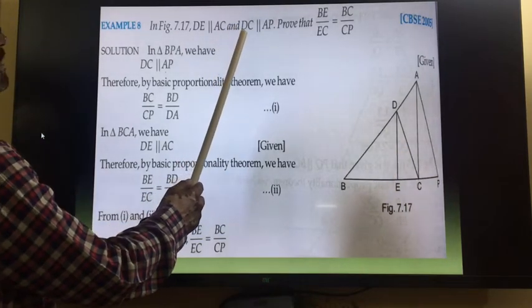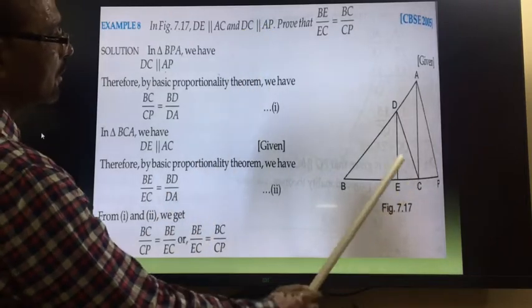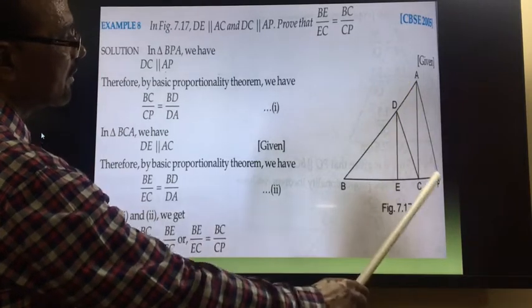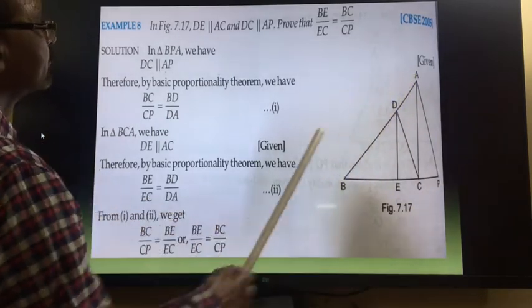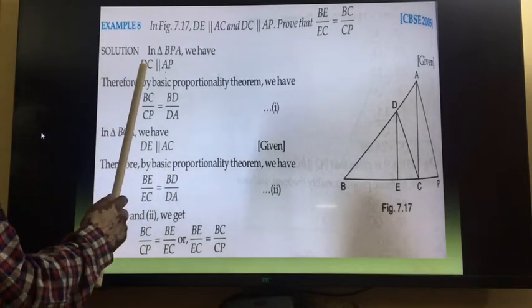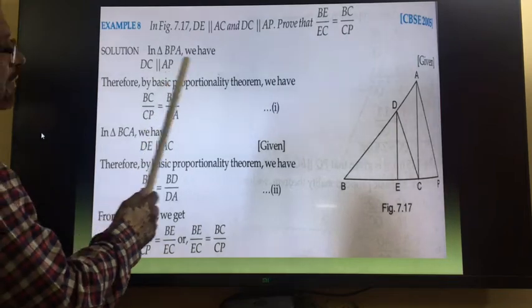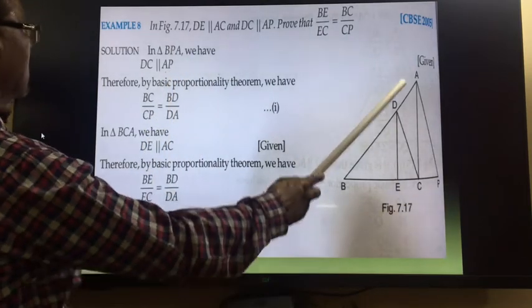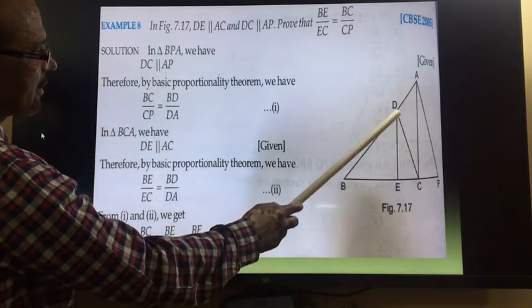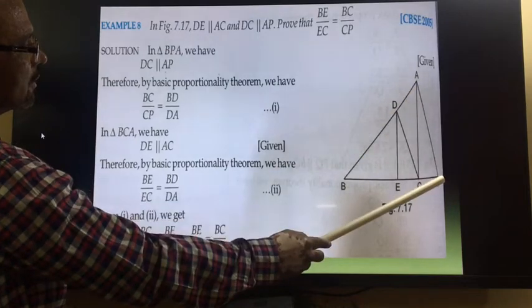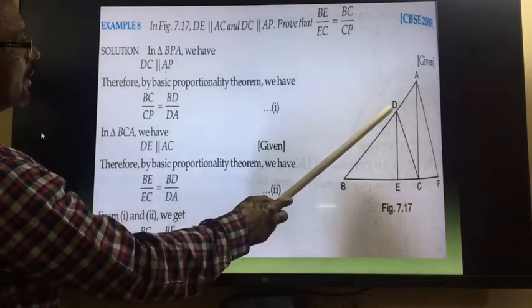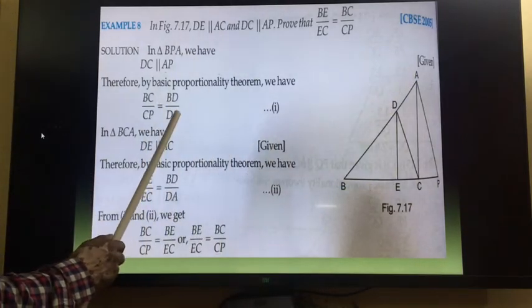And after that, it is given DC is parallel to AP. So this DC line is parallel to AP. So this time we will take the triangle BPA, and again we will apply the BPT theorem. So now you see DC is parallel to AP. This is in triangle BPA. So in triangle BPA, the DC line is parallel to this. So we can write BC upon CP is equal to BD upon DA. So this is our first equation.